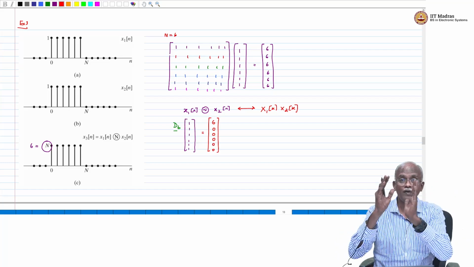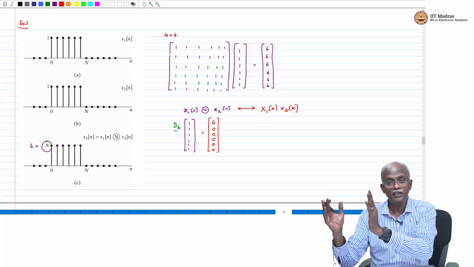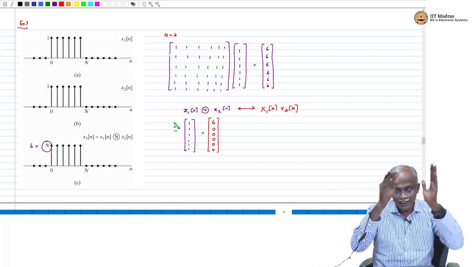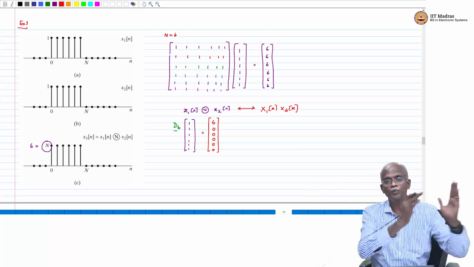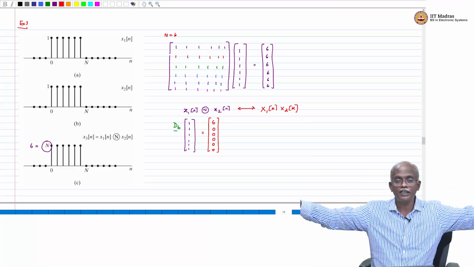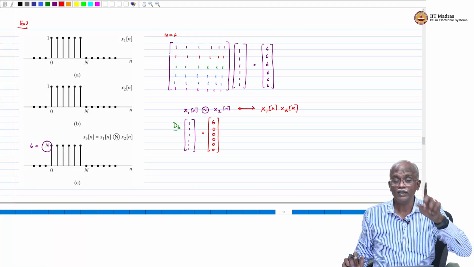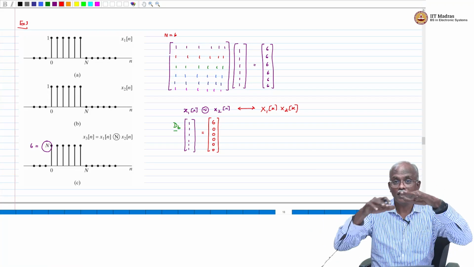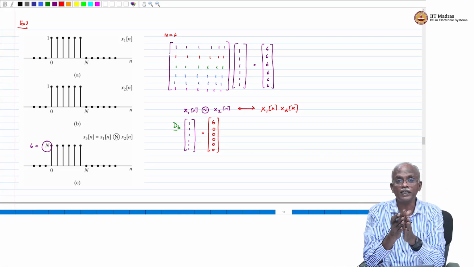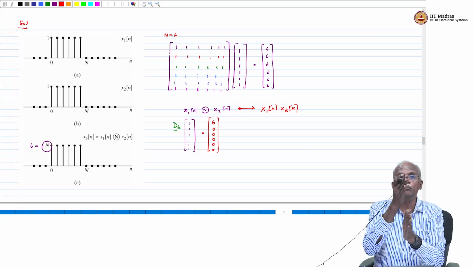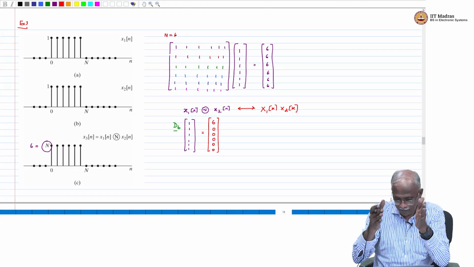Now, think of what would have happened had you done a periodic extension. A periodic extension would have resulted in the next set of 6 samples also being equal to 1, and the next set of 6 being equal to 1. So basically, you would have had a constant value of 1 at all instances of time. That's a periodic signal. If the input signal is a constant in the time domain, what do you expect in the frequency domain? An impulse.